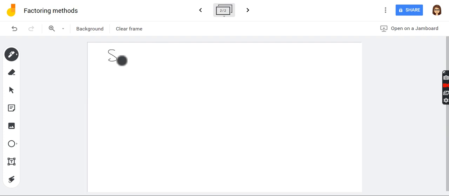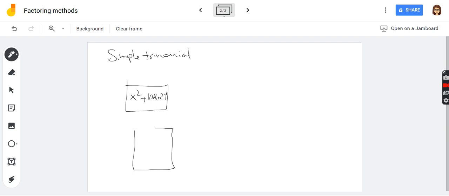The next one is simple trinomial. Again with the area model, let's go x squared plus 10x plus 24. I feel like we've had an example like this already, but that's fine. Using the area model, let's fill in. The x squared will sit here, so that's an x times x. The constant term, the one without a variable, is going to sit here, so that's 24.